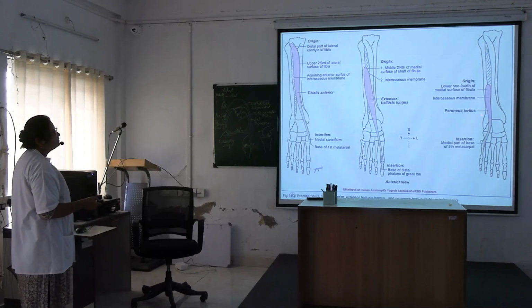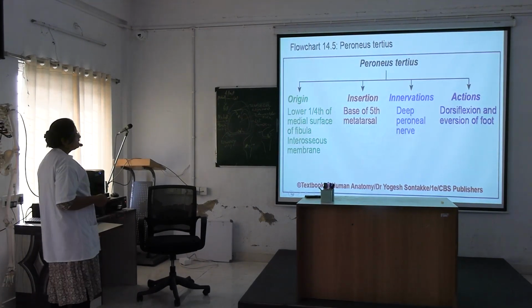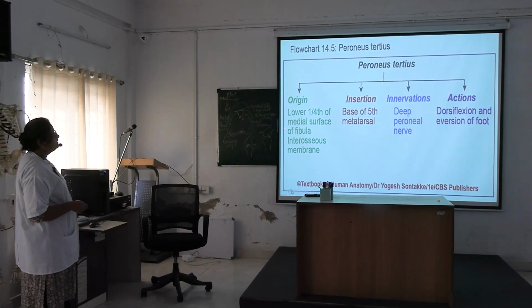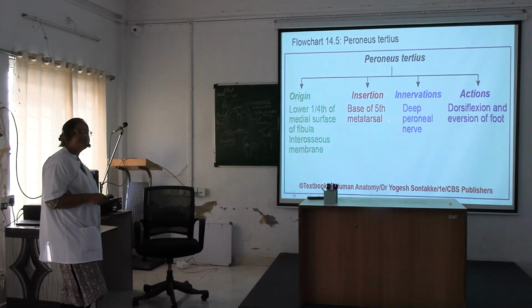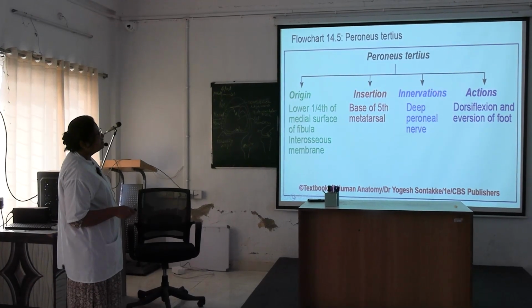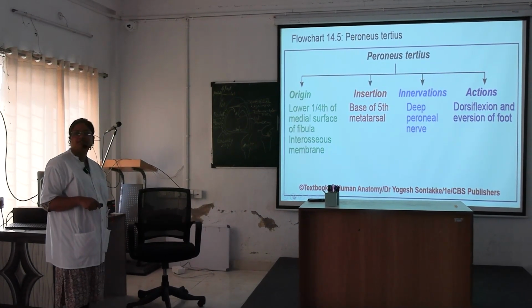So this is peroneus tertius. Origin: lower 1/4 of medial surface of fibula and interosseous membrane. Insertion into the base of fifth metatarsal. Innervation is deep peroneal nerve. Action is dorsiflexion and eversion of the foot.